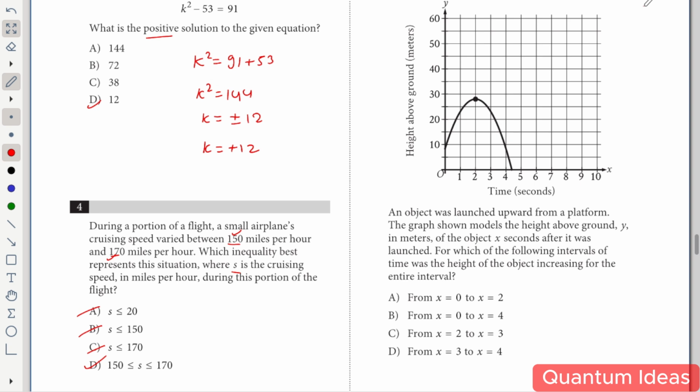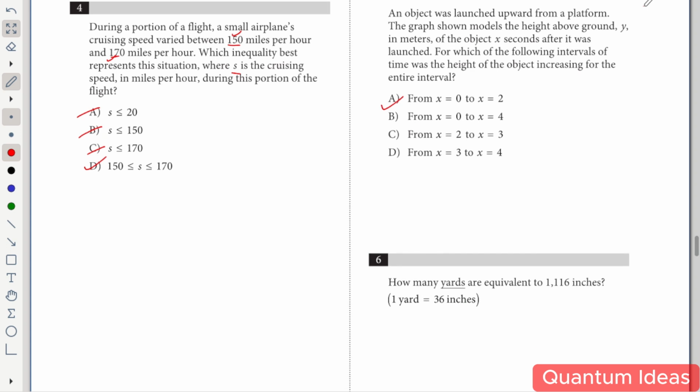An object was launched upward from a platform. The graph shown models the height above the ground, y, in meters of the object x seconds after it was launched. For which of the following intervals of time was the height of the object increasing for the entire interval? At time t equals 0, it is thrown from here and it is going up and up, and finally reaches the maximum height, and then it is going down. So it was going up from x equals 0 to x equals 2. So A must be our answer. Let's move to the next one.